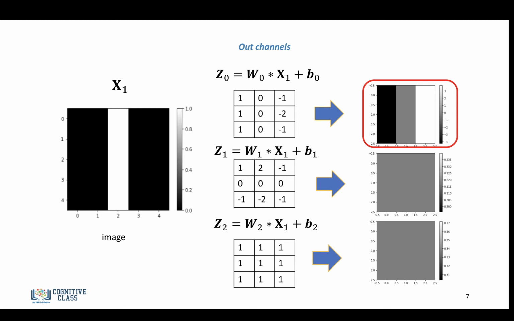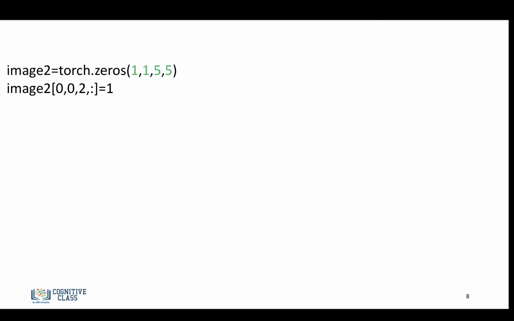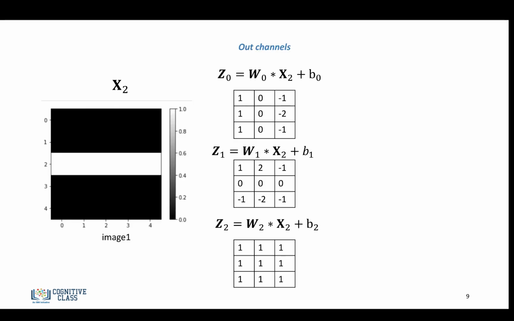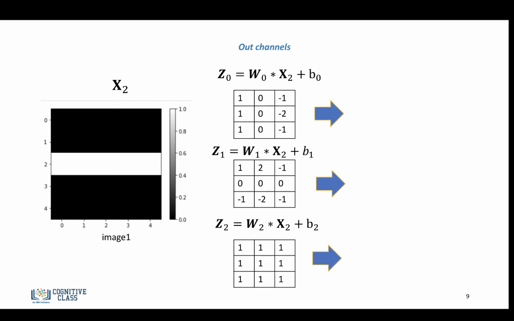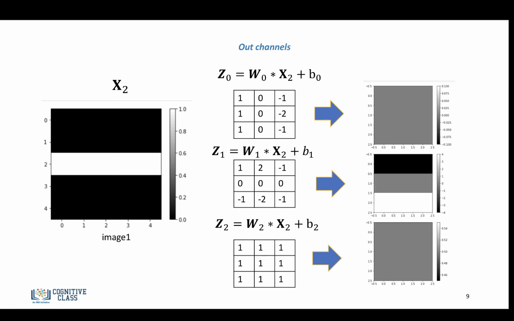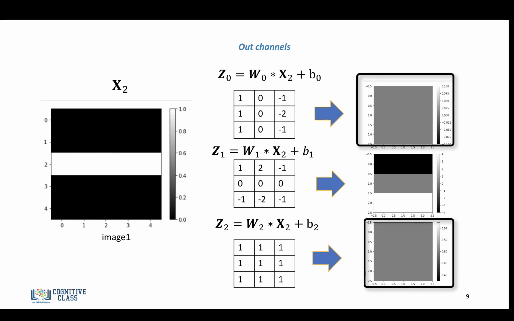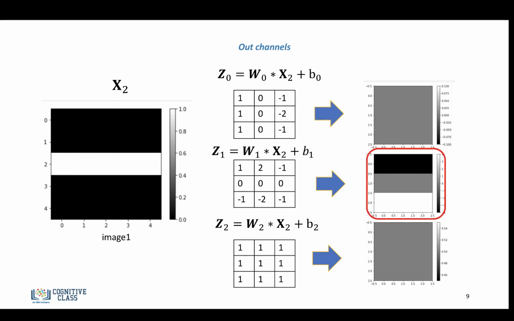So let's see what happens when we apply a different image. We'll create a second image, and we'll perform the convolution using the same kernels. And here's the result. As you can see, it's a horizontal line. Let's take a look at the output channels. In these two kernels, nothing happened. The output of this channel detected the horizontal line. So this kernel is actually a horizontal line detector. To reiterate, different kernels detect different features in the image.